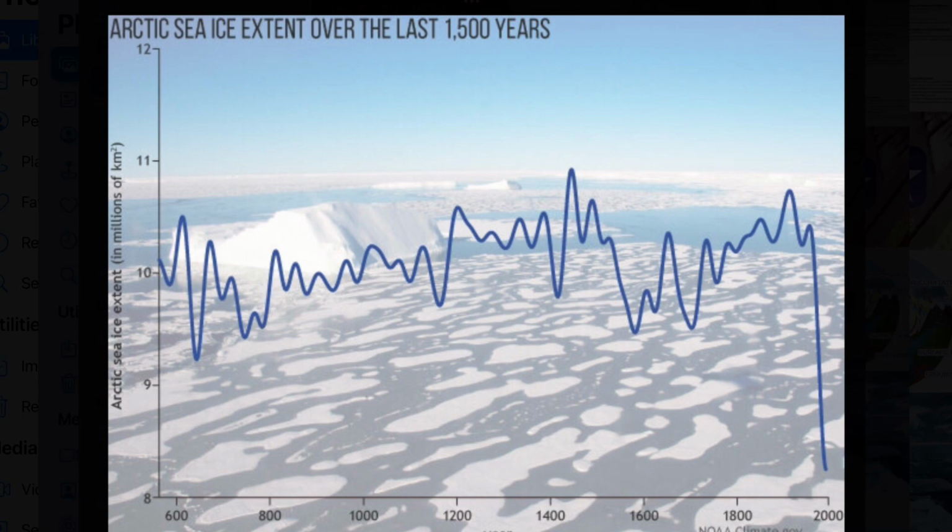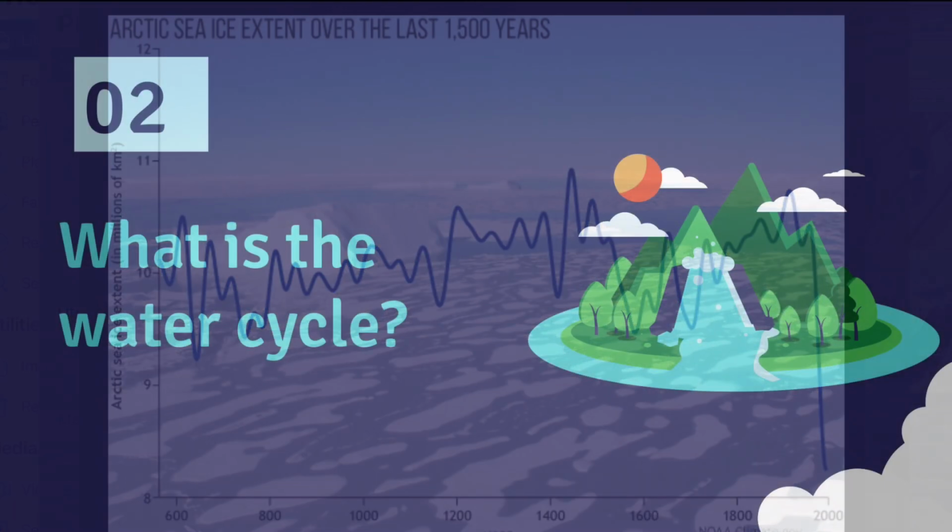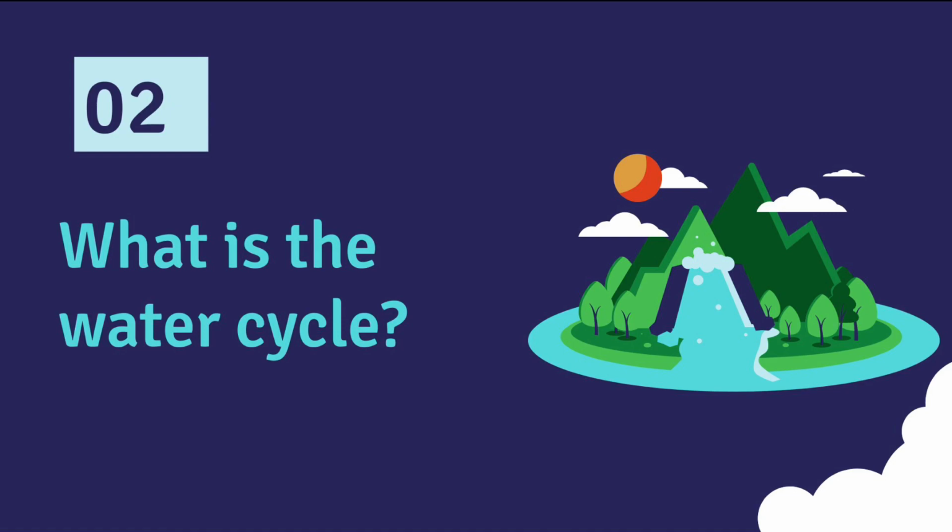As shown in the graph, in the past 1,500 years, sea ice levels have gone far down since the year 2000. This is due to the effects of our ever-changing climate. What is the water cycle?